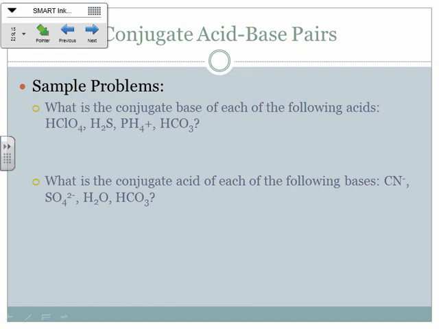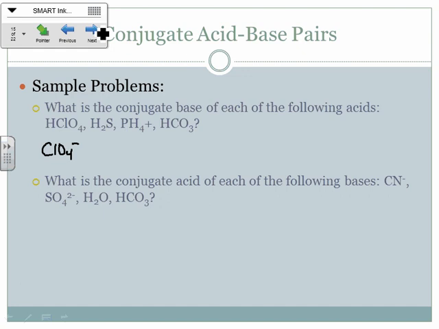Conjugate base of each of the following acids. All right, so HClO4 is an acid, so its conjugate base would be just ClO4 minus, okay? That's because at that point it has given away a hydrogen, and then it could re-accept a hydrogen from something else later, okay?